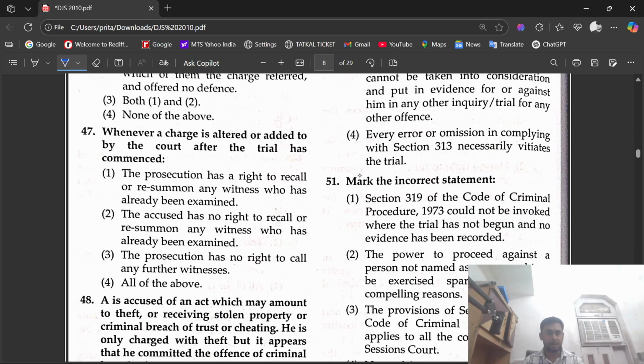Whenever a charge is altered or added to by the court after the trial has commenced, the prosecution has a right to recall or resummon any witness who has already been examined.